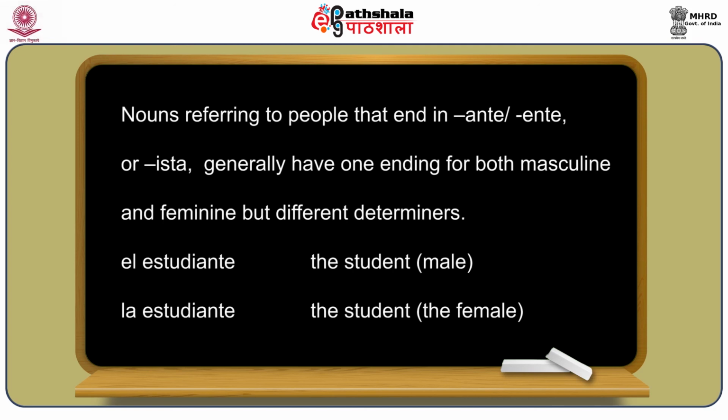The nouns referring to people that end in ante or ente or ista generally have one ending for both masculine and feminine. For example, estudiante can be a male or a female. So it can be el estudiante, which will mean male student, and la estudiante, which will mean female student. Thus, in this module, let's see what you have learned.